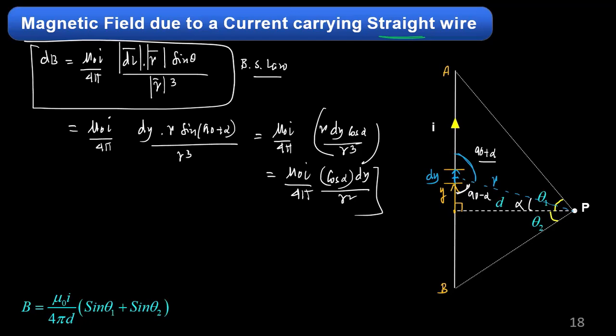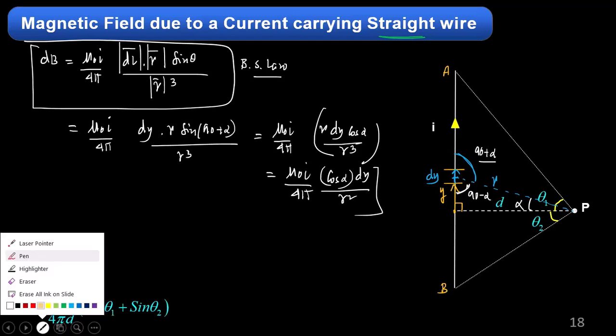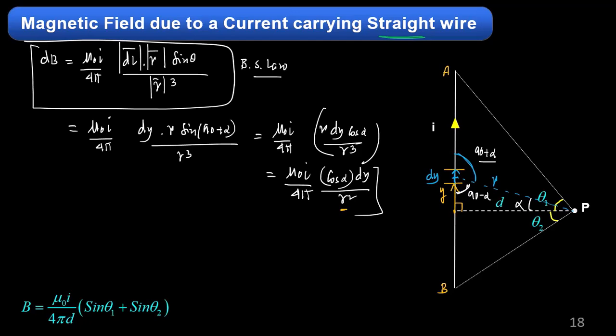Now we have to reduce the variables. In this particular equation, r is a variable, y is a variable, and alpha is also a variable. So I have to replace them by a single variable. For that, look at this particular triangle. In this triangle, d is the base, y is the perpendicular, and r is the hypotenuse. If I redraw this triangle, this is r, this is d, and this is our y, and this angle I have said is alpha.